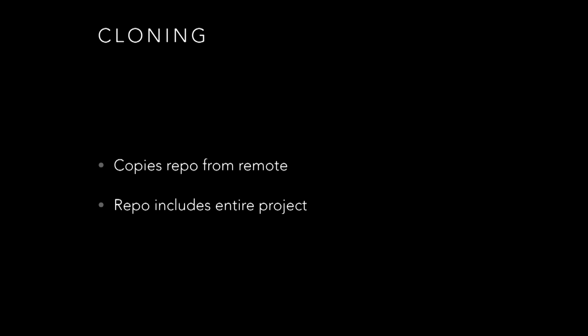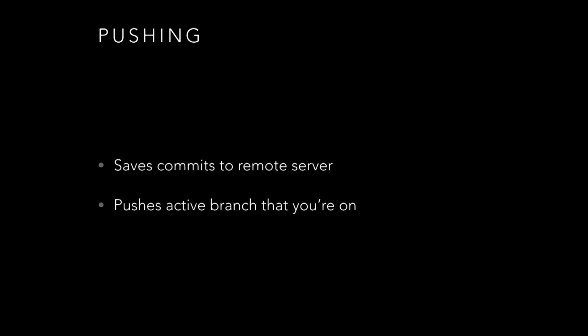Cloning is something you'll do quite often with GitHub. Cloning means copy it down and create a new repo. That repo will then include the entire project, the history of it, as well as the remote reference for that particular service, in that case, GitHub. Pushing would save commits to the server as well, and it's on the active branch that you're on. This was a behavior change they had from Git 1 to Git version 2.